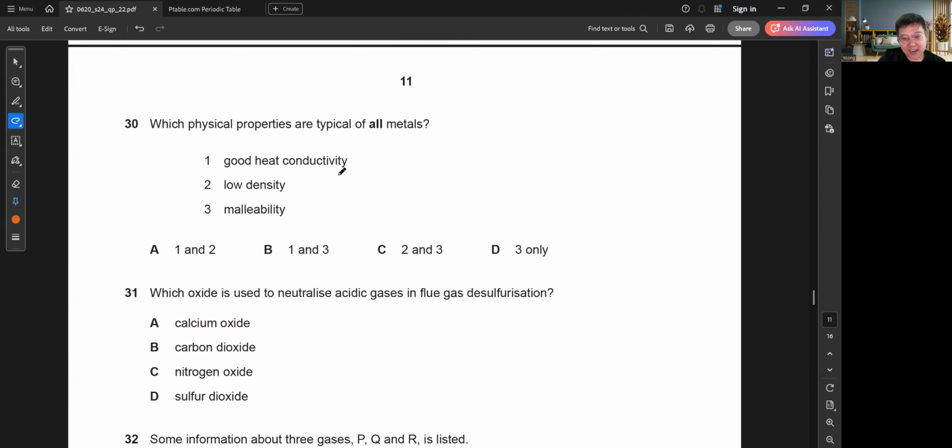Which physical properties are typical of all metals? So all metals have very good heat conductivity. Low density, no, because there's normal metal and there's transition metal. Transition metal has high density, so it's not for all metals. Malleability, yes, so it's 1 and 3.